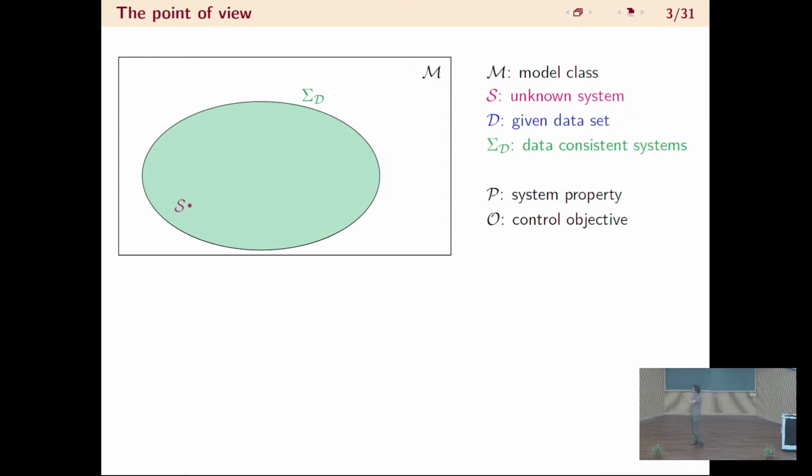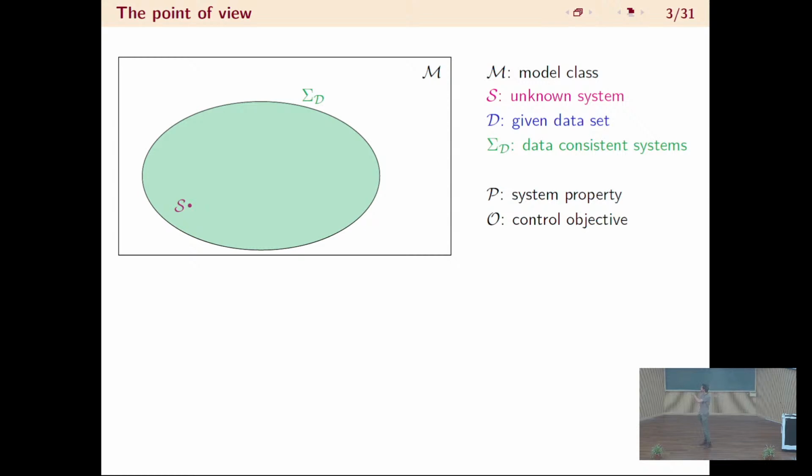On the other hand, there are also these systems in this green region over here, and those are all systems that are consistent with the data. In other words, all those systems could have generated the data set D. In particular, because our data comes from this true system S, also S is within this set sigma D, right? Also, sigma D consists of all systems consistent with the data. All of these systems in sigma D could have generated the data.